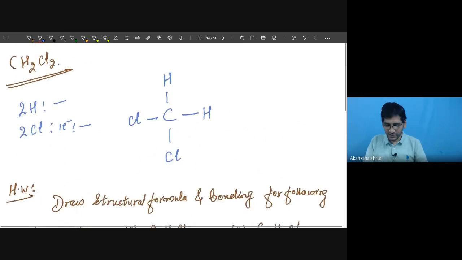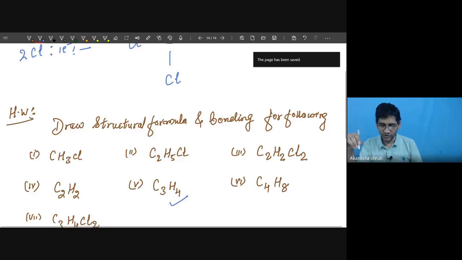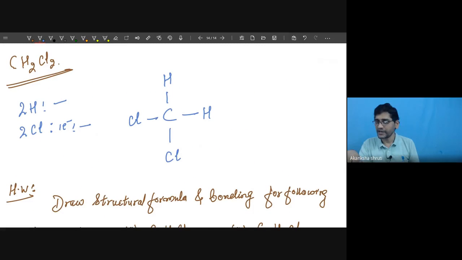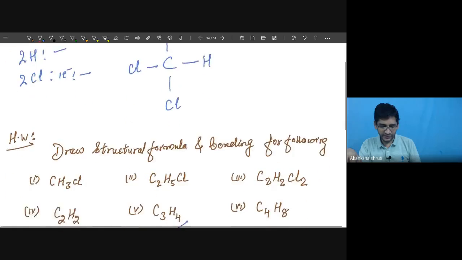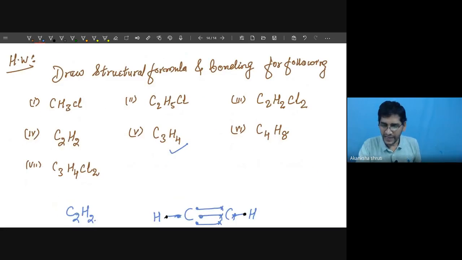Okay students, so this was all about today's class. Let us stop it. We have not gone to the other properties like allotropes and catenation. That we will do tomorrow. But I have explained how to draw the structural formula, how the covalent bonding works, and what their properties are. So please practice this. Okay, thanks students.